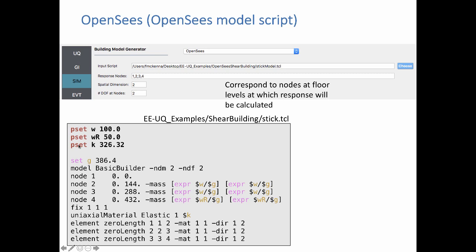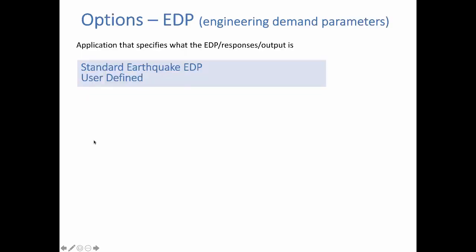And once inside this tool, the program will open this file, look for any psets, and automatically create random variables with these names for you. Options for EDPs: the standard earthquake one is the one we've been looking at. There's also a user-defined option where we don't want all those different response quantities. We want to create our own. For example, we might want story shears. That's not in the standard earthquake one.